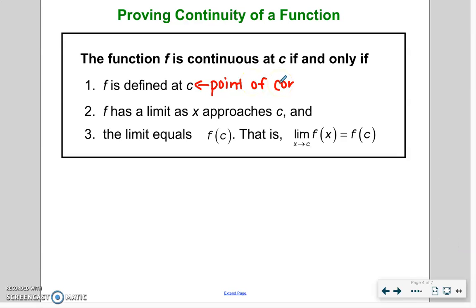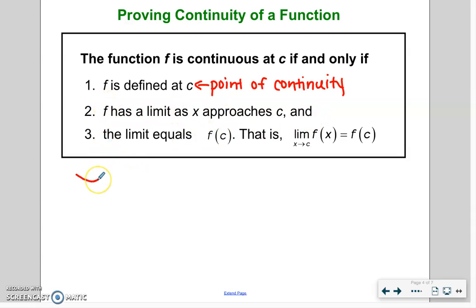In the last 2 examples, that C value happened to be 3 because that's where the asymptote or the hole was. So the point of continuity or discontinuity is just the point where it looks like something weird might be going on, and you'll see here in a second what that means. So first you're going to prove that f is defined, meaning there is an actual point on the graph there. Then you're going to prove that f has a limit.